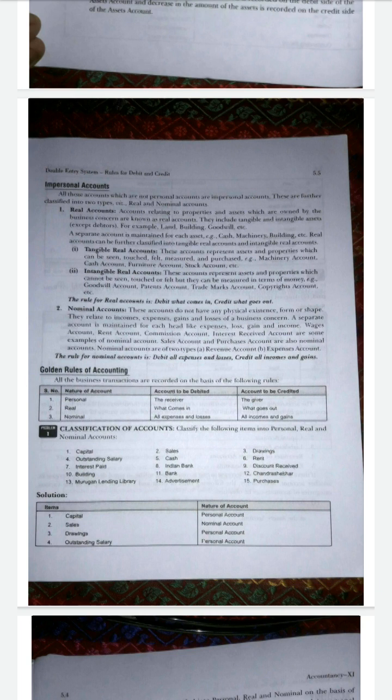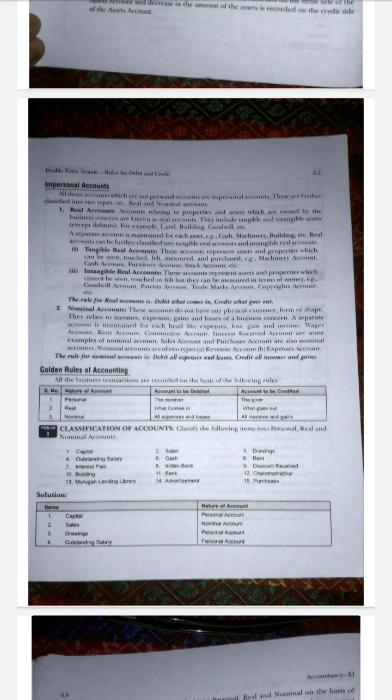So these are the three important accounts. First one is the personal account, mainly related to persons, and the rule is debit the receiver, credit the giver. Second one is the impersonal account. In the impersonal account, the first one is the real account, basically related to properties and assets. The basic rule for the real account is debit what comes in, credit what goes out. And the next one is the nominal account.